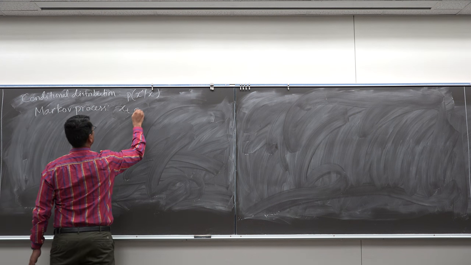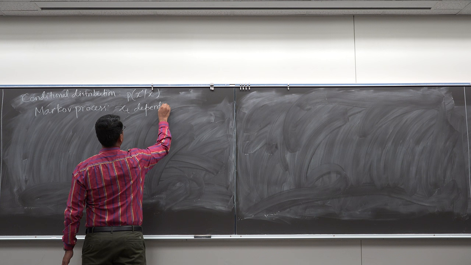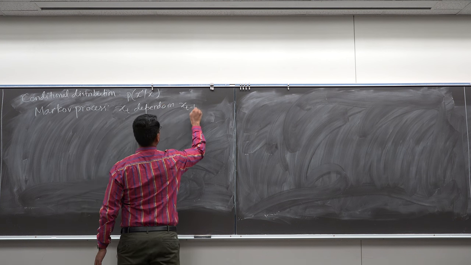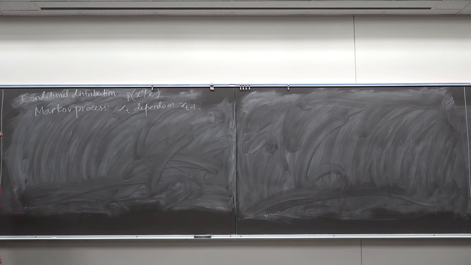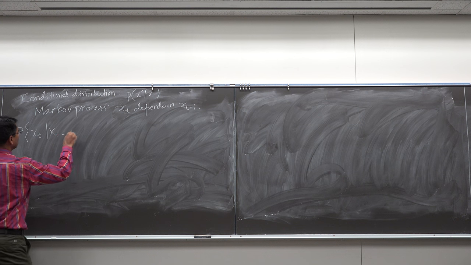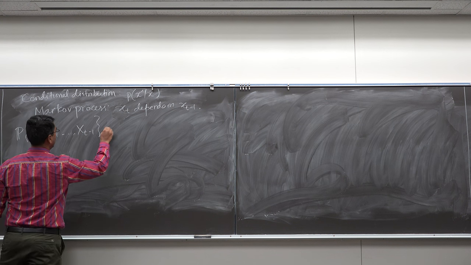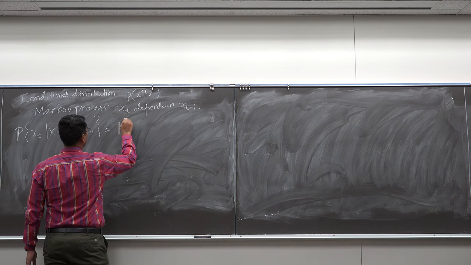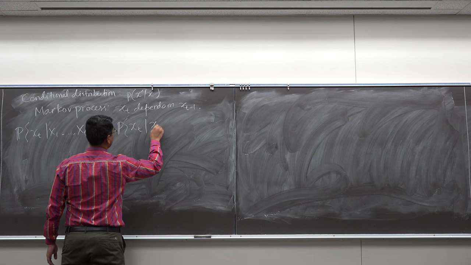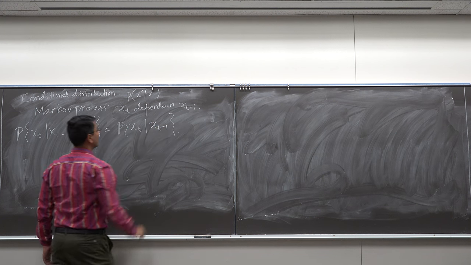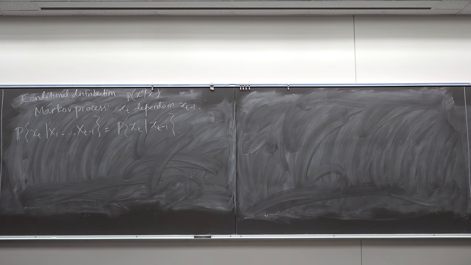So your xt depends on xt minus 1, and only xt minus 1. So the way to mathematically write it is probability of xt given x1 to xt minus 1 is equal to probability of xt given xt minus 1. Okay, and I'm writing everything in discrete space because the continuous space idea also follows from the same principle.